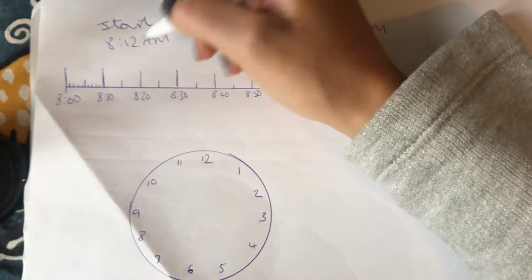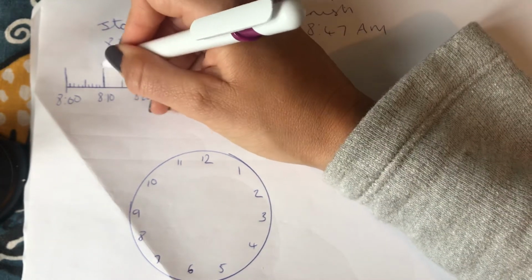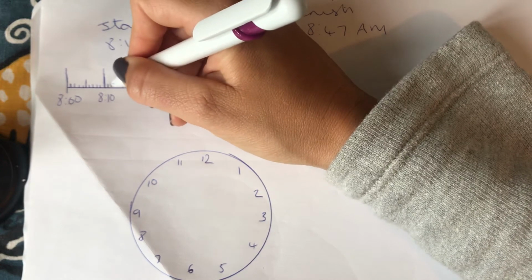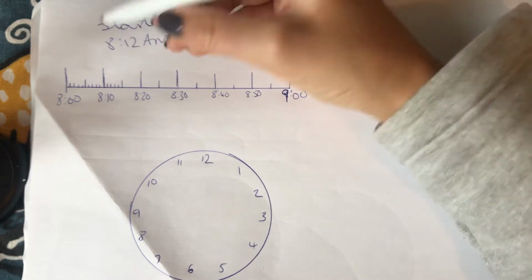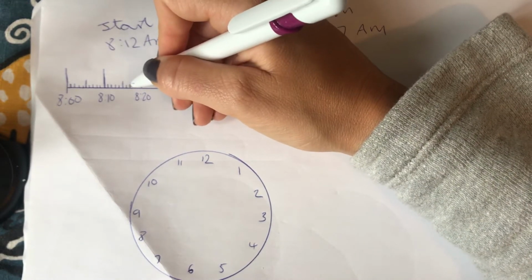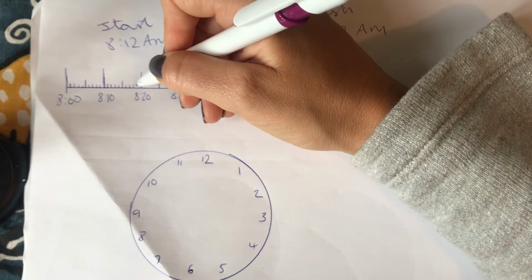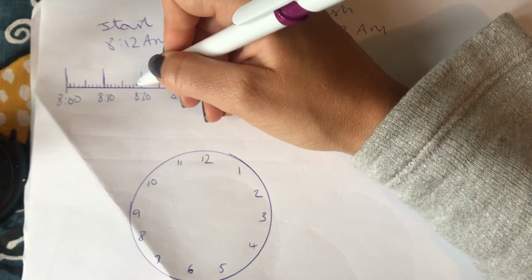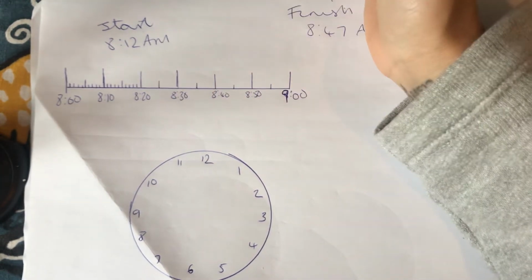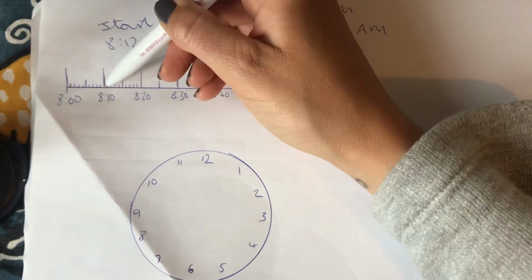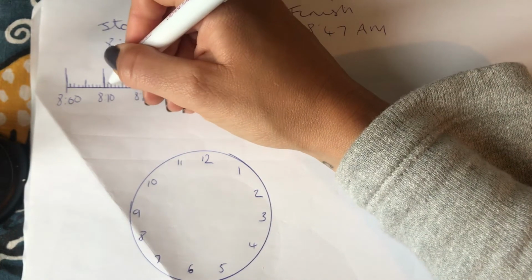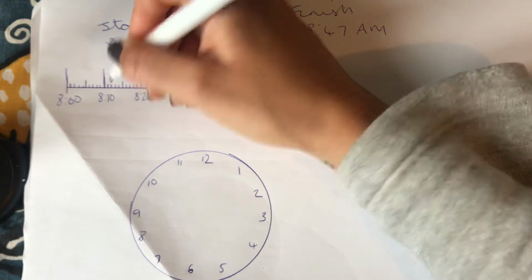Okay, and I'm going to show you on this one. So this one's 8:10, 8:11, 8:12, 8:13, 8:14, 8:15, 8:16, 8:17, 8:18, 8:19, and then that's 8:20. Okay, so we're starting at 8:12. So we found 8:10, which is here. 8:12, 1, 2. That's going to be our starting point, isn't it?